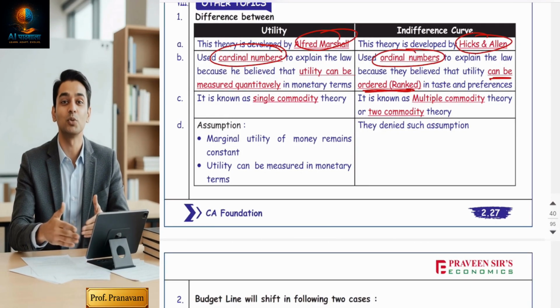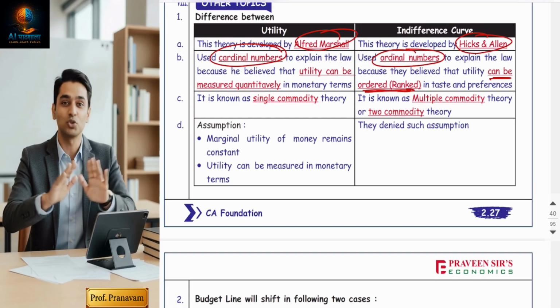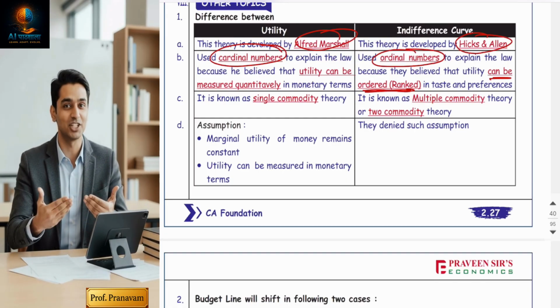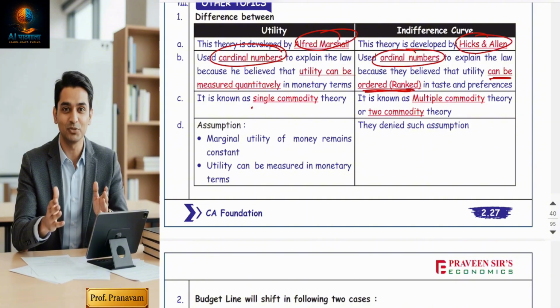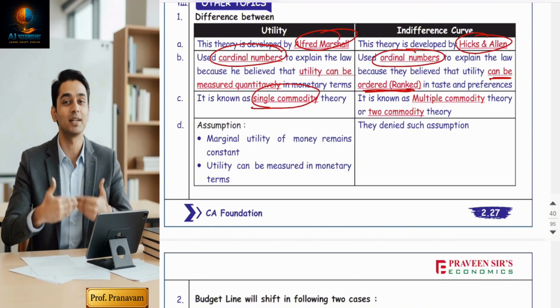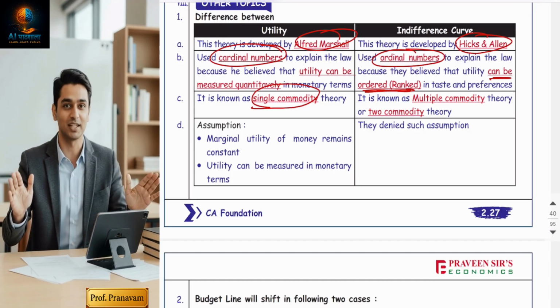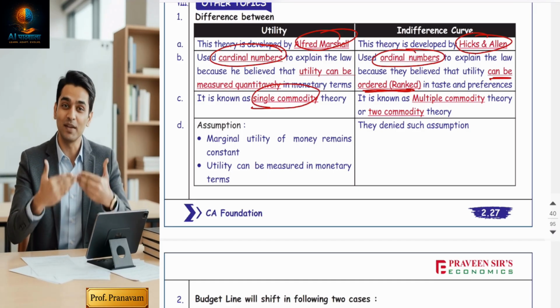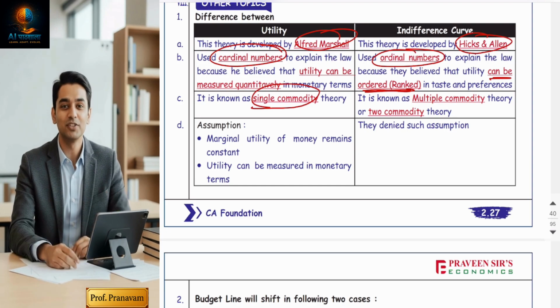Now, in utility, Alfred Marshall assumed that one demand can be satisfied at one time. It's called single commodity theory. Homogeneity, you cannot change the goods. Continuity, these all assumptions were there. So it's called single commodity theory because Alfred Marshall tried to say that you can satisfy one demand at a time.